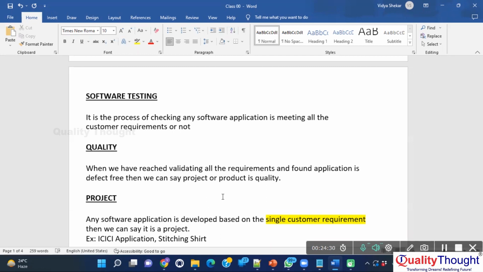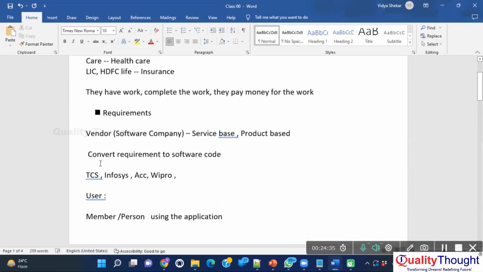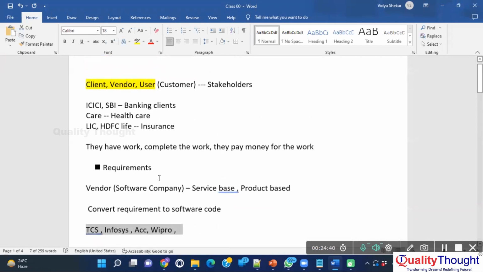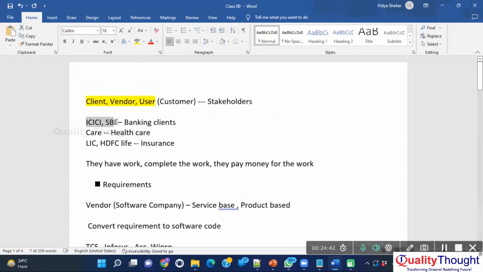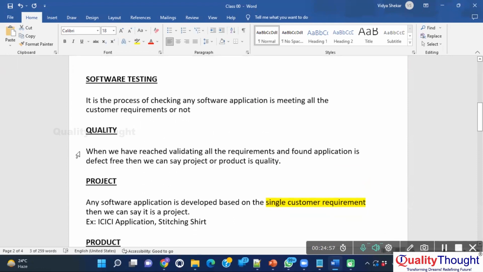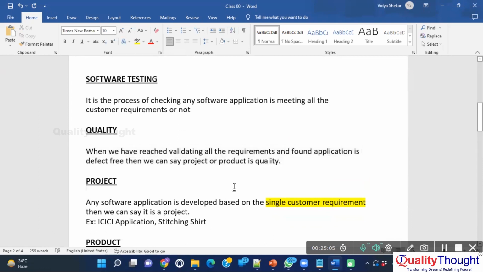Try to target it, try to achieve it, keep it as a goal for you. You should not work at this level, at TCS, Infosys, Accenture or Wipro. You should work at the client level, like in the IT department of ICICI Bank, or SBI, or Care Hospital, or LIC or HDFC Life. In that case, you are at the client side, validating whether the vendor is developing the application as per the requirements given by the client.